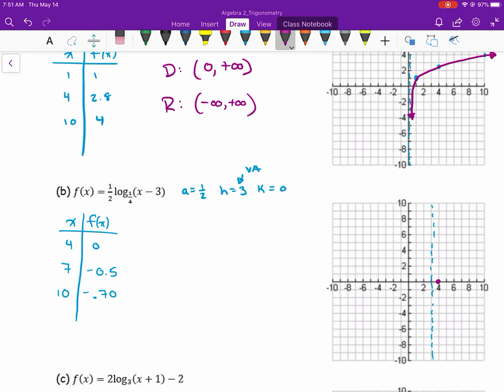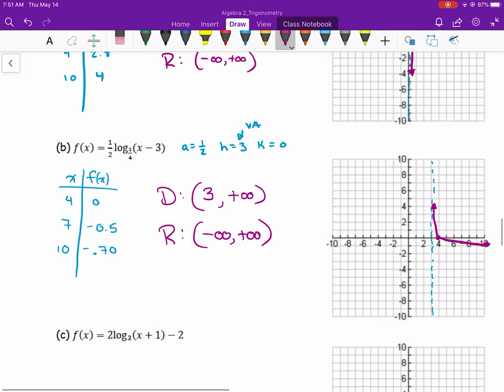So I have 4, 0, 7, negative half, 10, negative 0.7, there we go. Boom. Domain, vertical asymptote is 3, so parentheses because it won't touch 3, and then goes to the right to positive infinity. Range, it touches every single y value, so it goes from negative infinity to positive infinity.